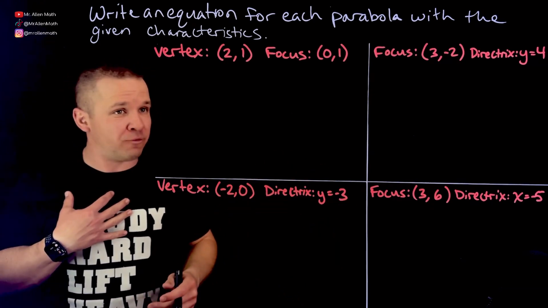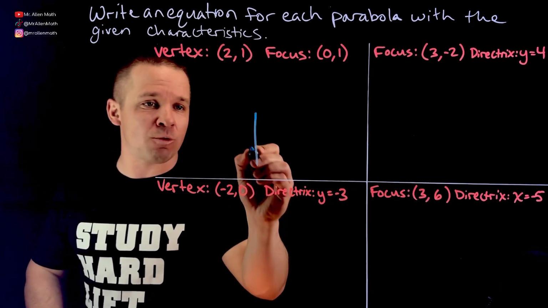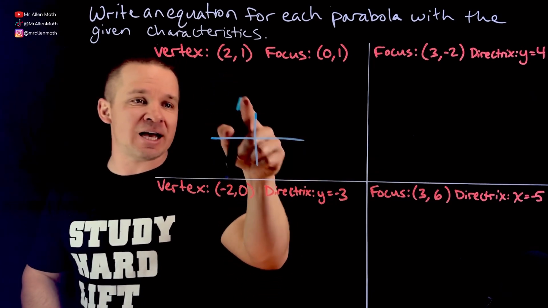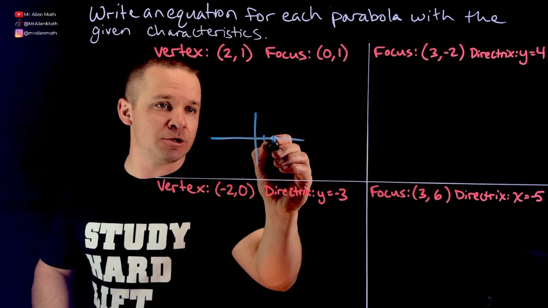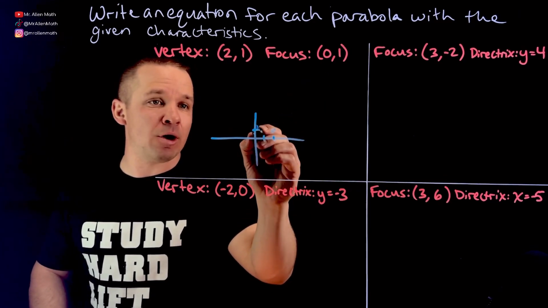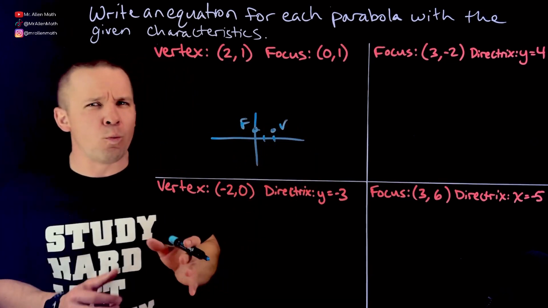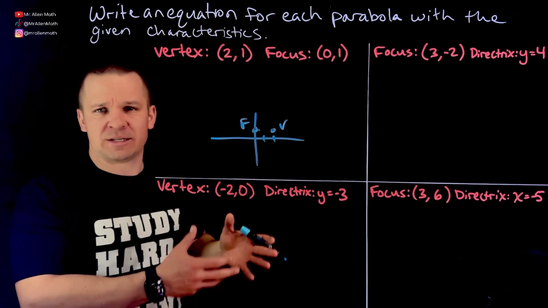I find it super helpful to sketch this thing out. Just a rough sketch will do. So I'm going to give myself a little XY coordinate plane. My vertex is at (2, 1), so 1, 2, 1. And then our focus is at (0, 1), which is right here. So this is my focus. This is my vertex.